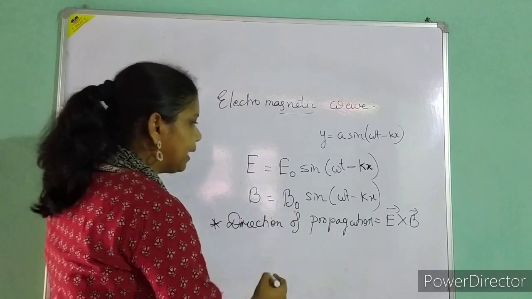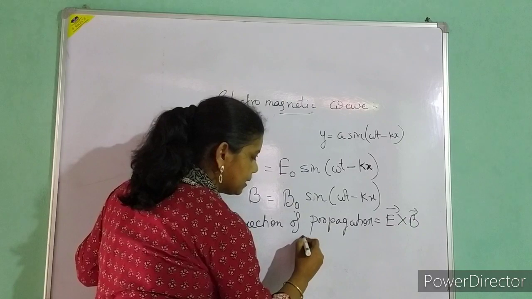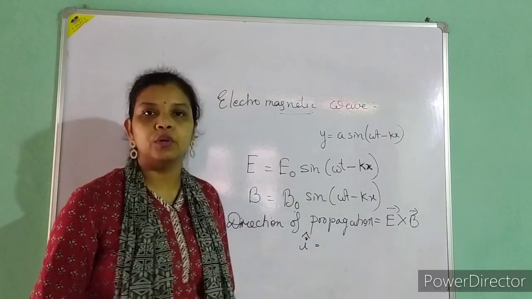Okay. So here my direction of propagation is i cap, isn't it? Because I am writing the unit vector.